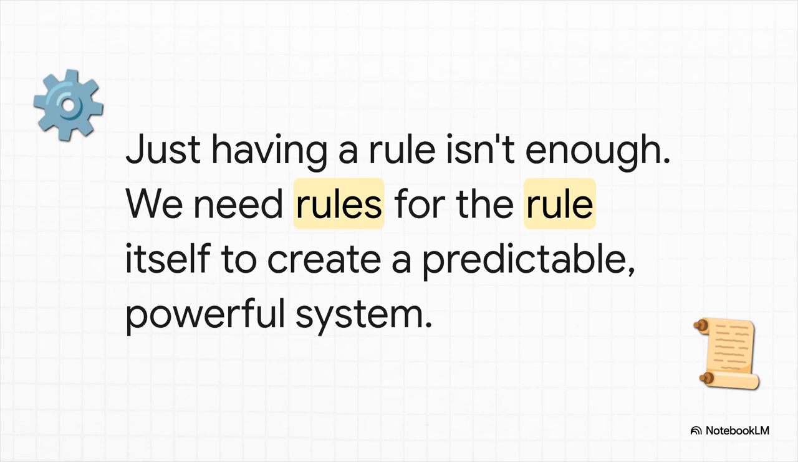So we have a rule like addition. Great, but what makes addition so useful? It's not just the operation itself, it's the properties that it has. We all know that 3 plus 5 is the same as 5 plus 3. We know that adding 0 doesn't really do anything. These are the rules for the rule, and they give the whole system its power and predictability.